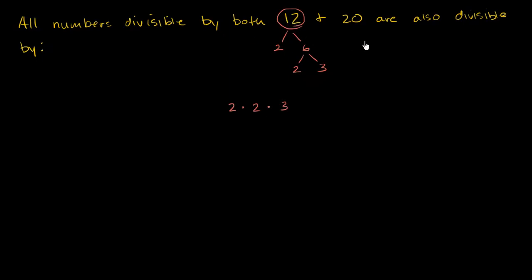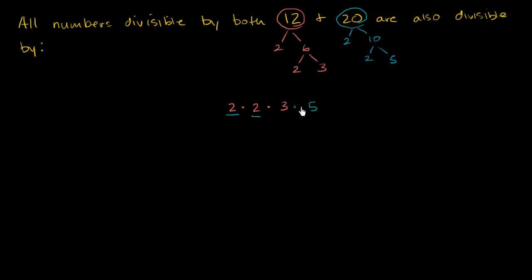Now, any number that's divisible by 20 needs to be divisible by, let's take its prime factorization. 2 times 10. 10 is 2 times 5. So any number divisible by 20 needs to also be divisible by 2 times 2 times 5. Or another way of thinking about it, it needs to have 2 2's and a 5 in its prime factorization. Now, if you're divisible by both, you have to have 2 2's, a 3, and a 5. 2 2's and a 3 for 12, and then 2 2's and a 5 for 20.